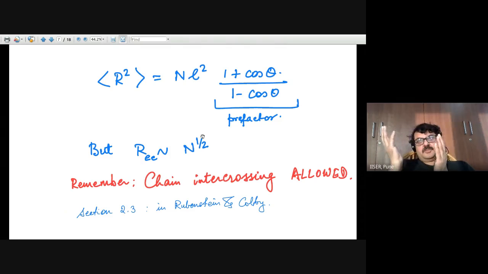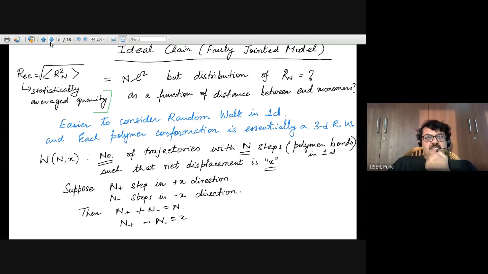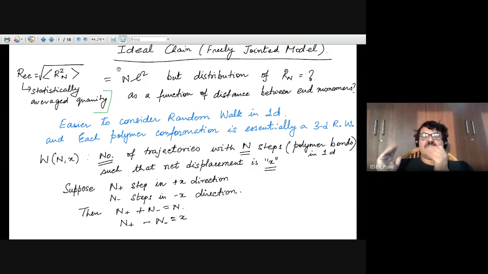So at least we talked about an ideal chain and a freely jointed chain. Now the next question we're going to ask is: okay, we know what is the statistically mean size of the chain for the freely jointed chain, for the ideal chain, say, right? But what about the distribution of Rn?